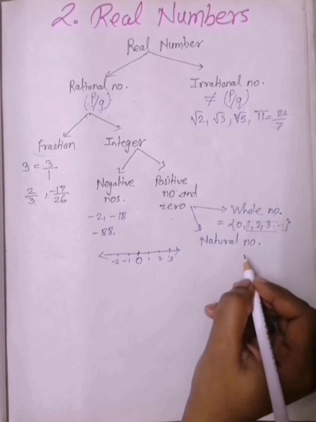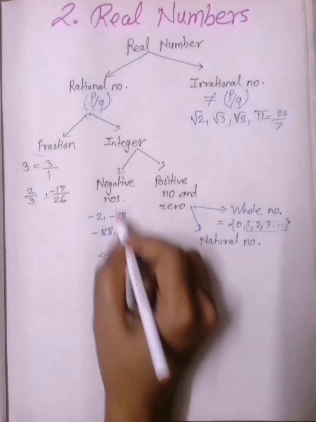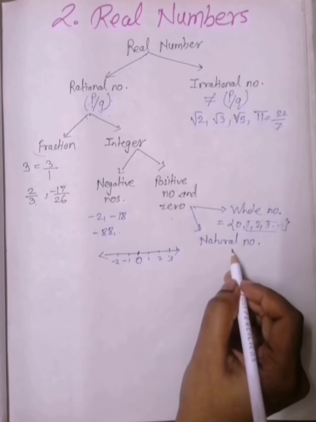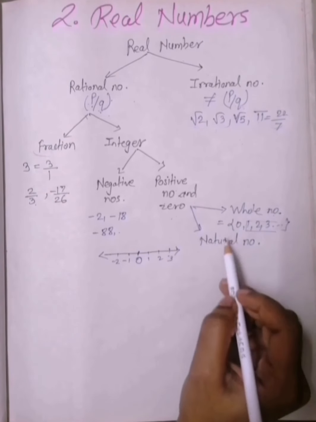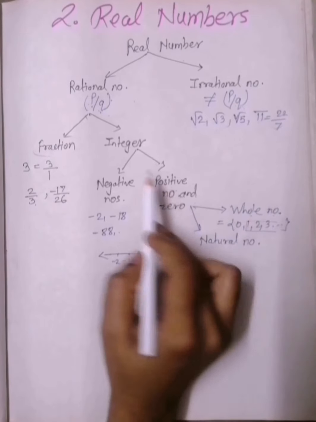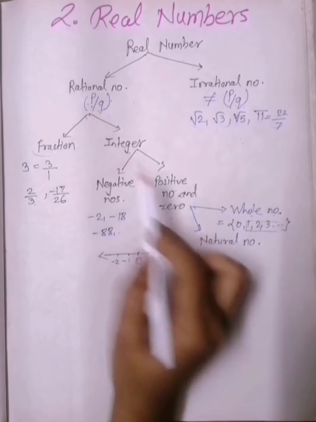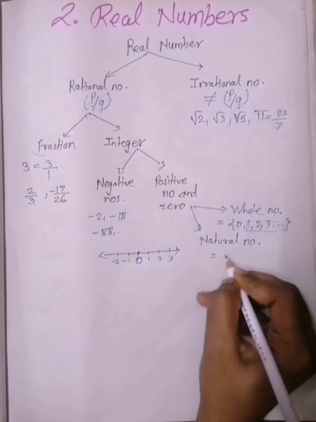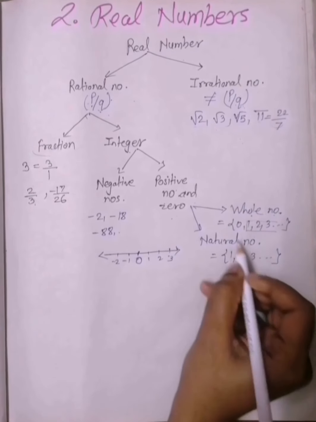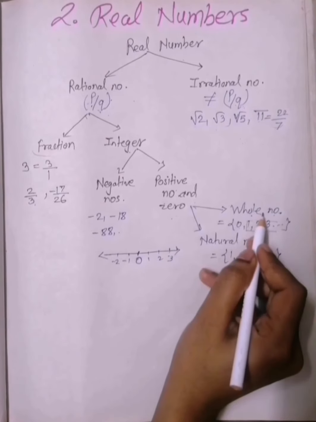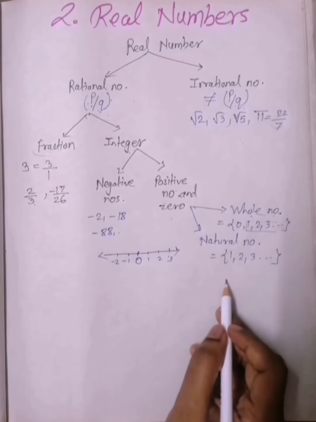That was sets. In sets we have so many categories of numbers like natural number, whole number, integer. Clear, students? Natural numbers start with 1, 2 and go on to infinity. When we include 0, it is a whole number. Clear, students?